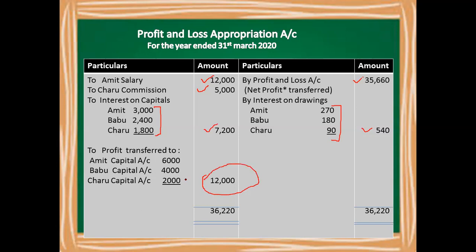Now this divisible profit will be shared by the partners in their profit sharing ratio, that is 3:2:1, and this will be transferred to their capital account. So this is how we will do it.